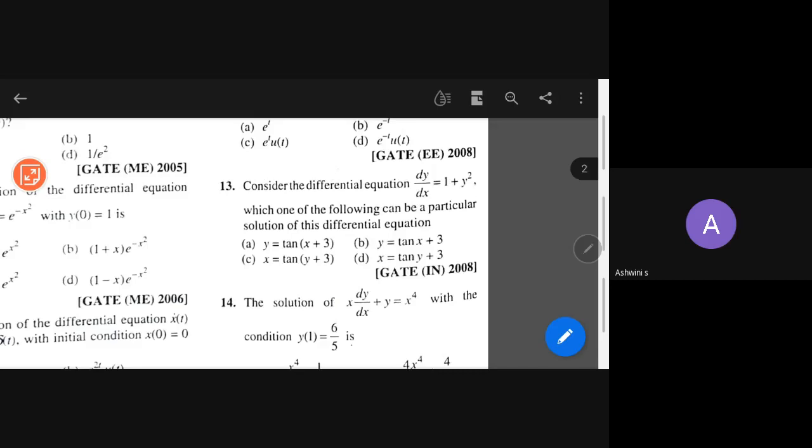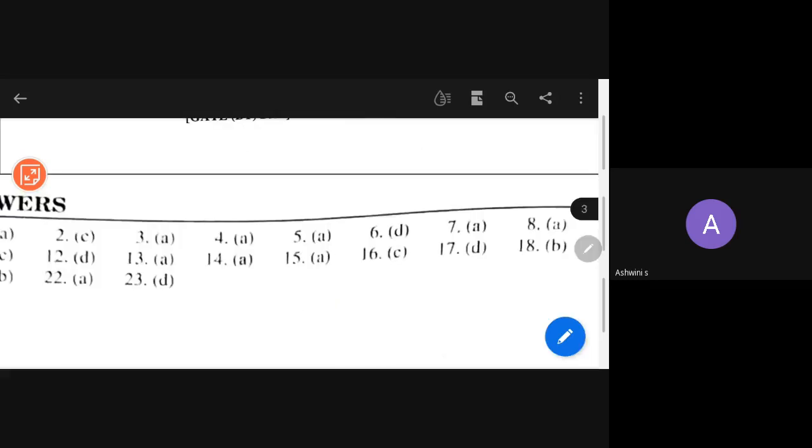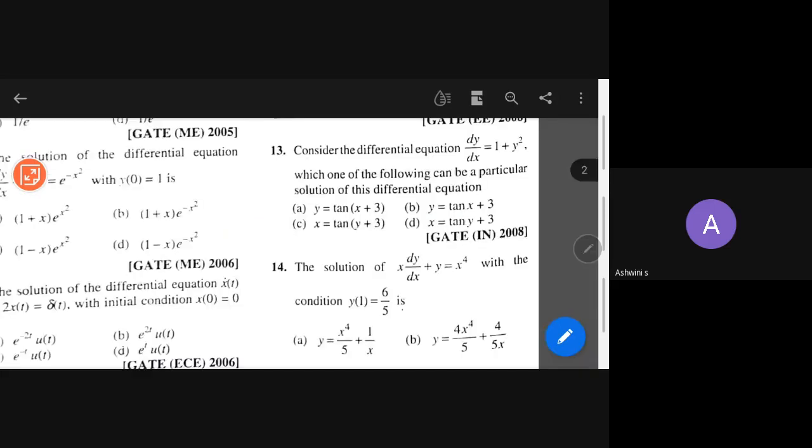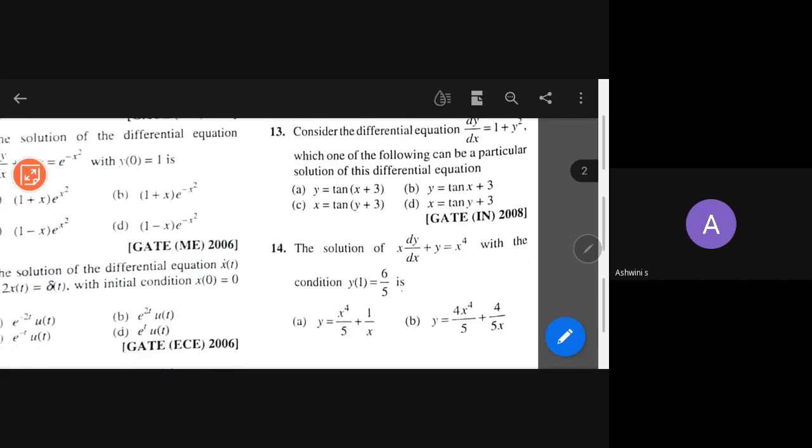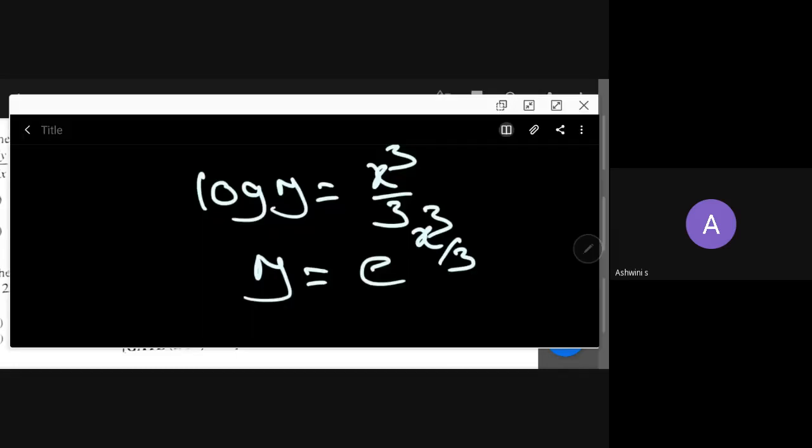13A. So the possible answer is 13A, where k is 3. He has given a hint. And similarly, if you come to the next question, again, this is a linear equation. A linear equation means dy dx plus py is equal to q. So I will give a hint and you can try it.